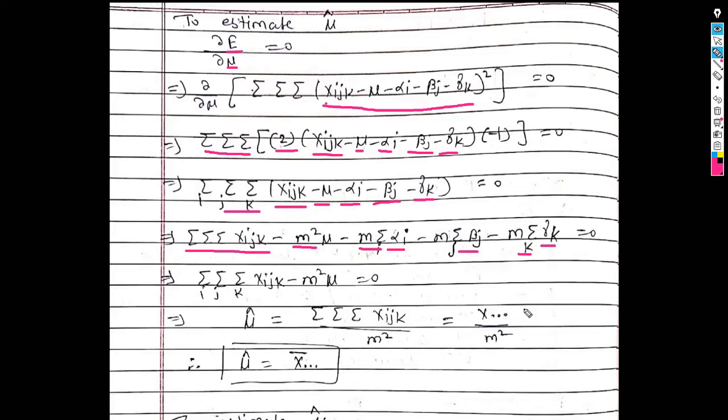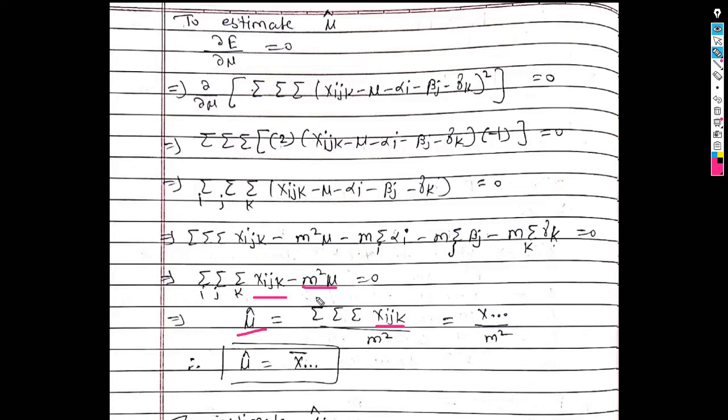In the previous lecture we discussed three assumptions for this model. The first assumption is that the summation of alpha i is 0. The second is that the summation of beta j is 0 and the summation of gamma k is also 0. So here this term is 0, this term is also 0 and the third term is also 0. In this way we get the summation of xijk minus m squared into mu equated to 0. In the next step we get the estimate for mu, denoted by mu hat, which equals the summation of xijk upon m squared.